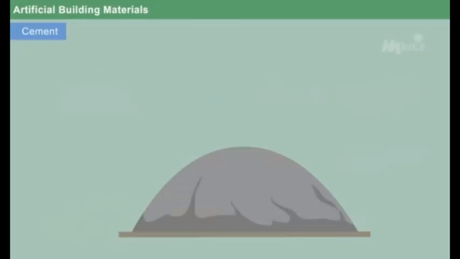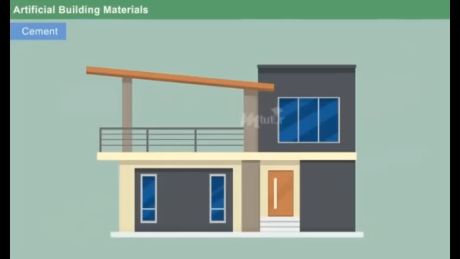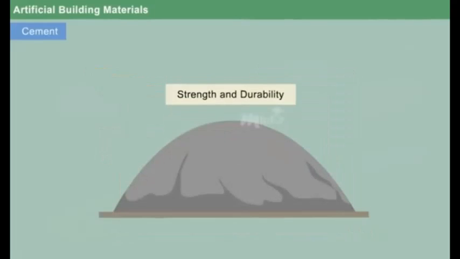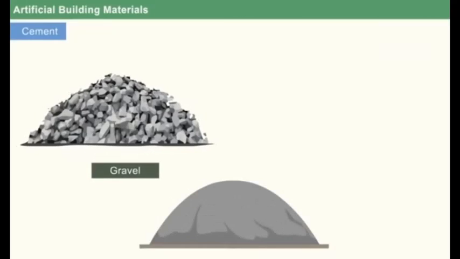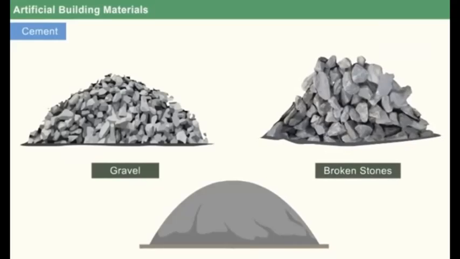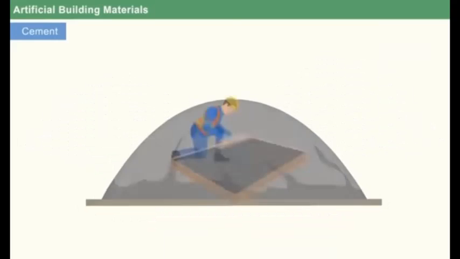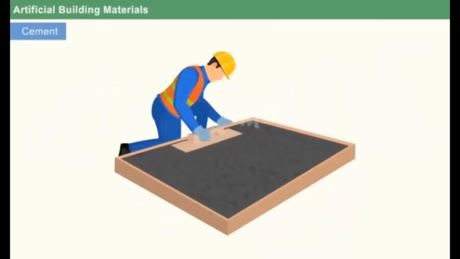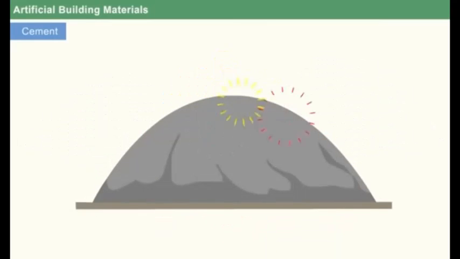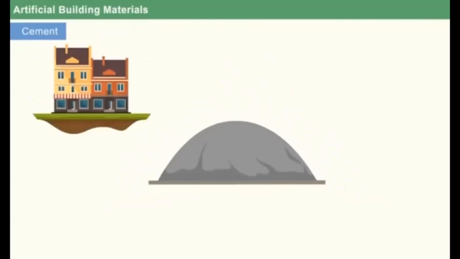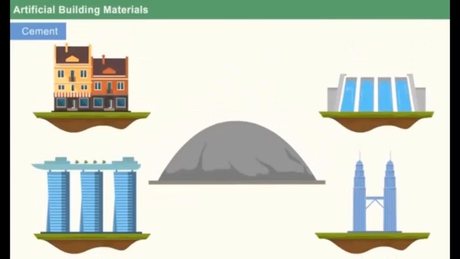Cement. Cement is widely used in constructions today for its strength and durability. It has the ability to bind together loose particles such as gravel and broken stones. One of the main features of cement is its quick setting properties, which in turn made it the most famous building material. They are used in the construction of literally all the civil structures.